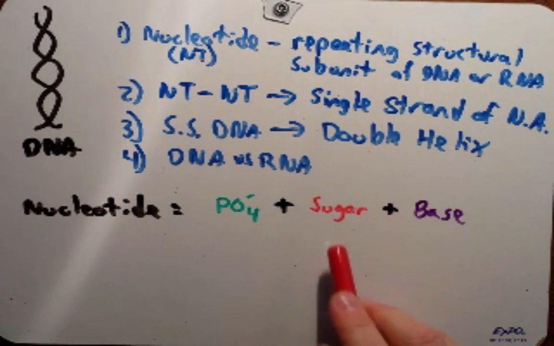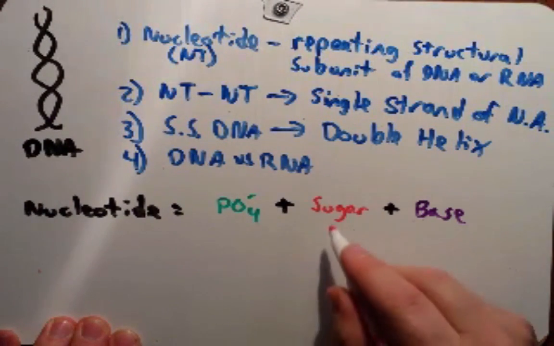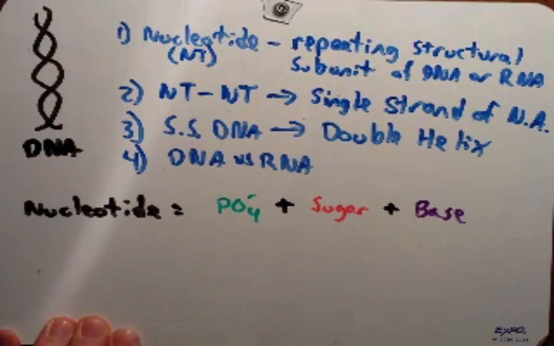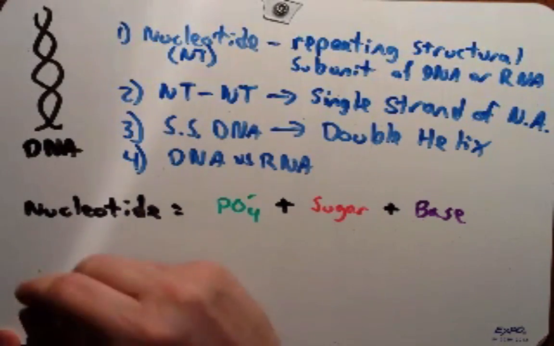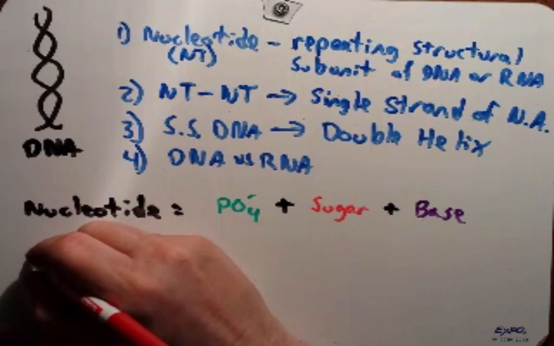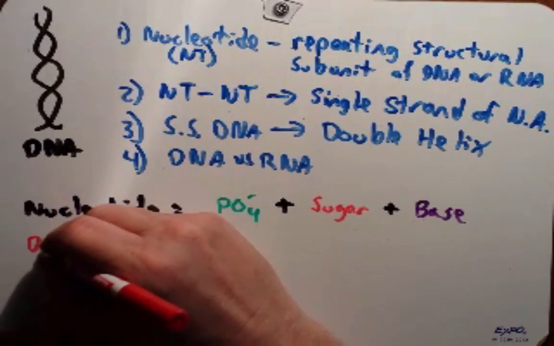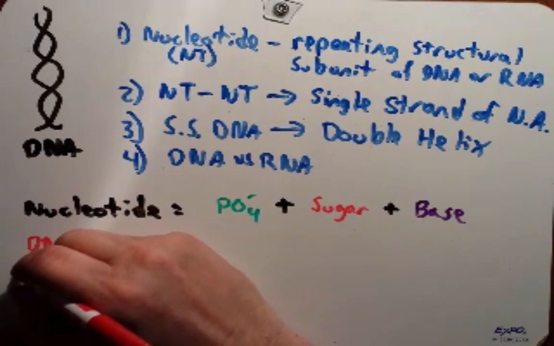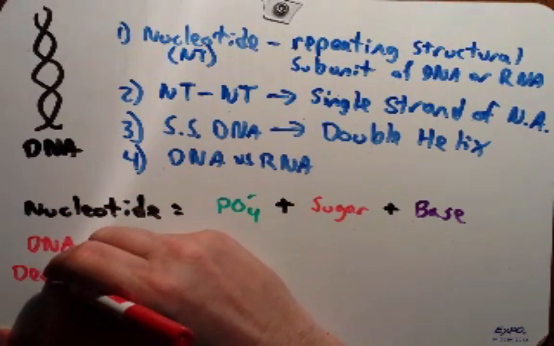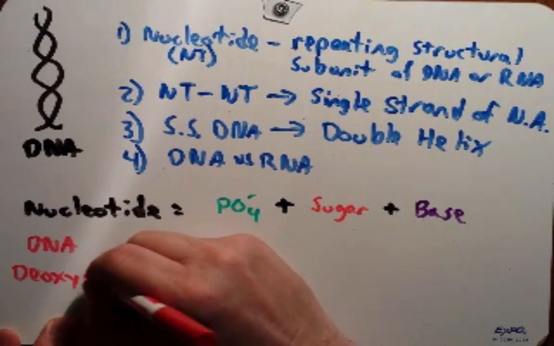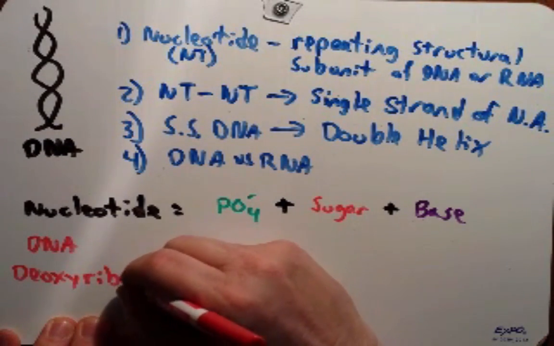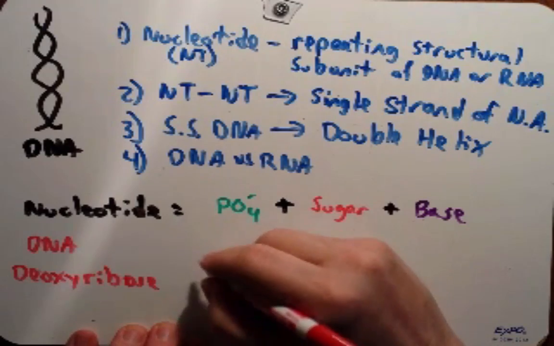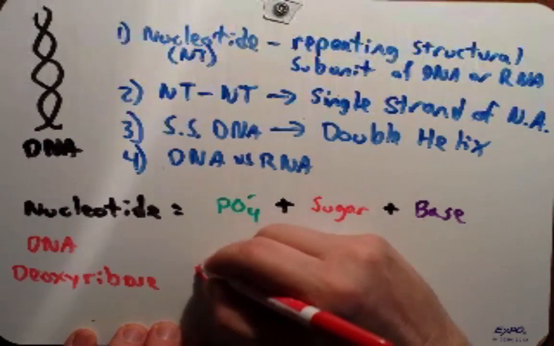So let's talk about the two different sugars that we would find in DNA or RNA. So let's start looking at the sugars. And there can be one of two kinds of sugars, depending on if you're talking about DNA or RNA. For DNA, the sugar is called deoxyribose. Let's go ahead and draw that here. It's a ring structure.